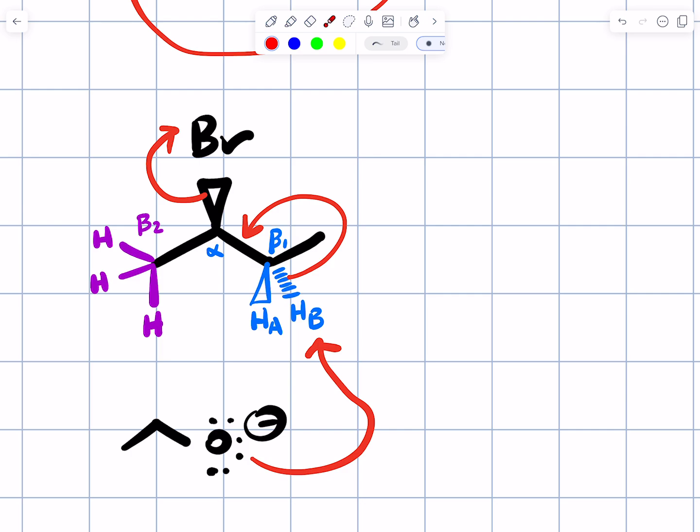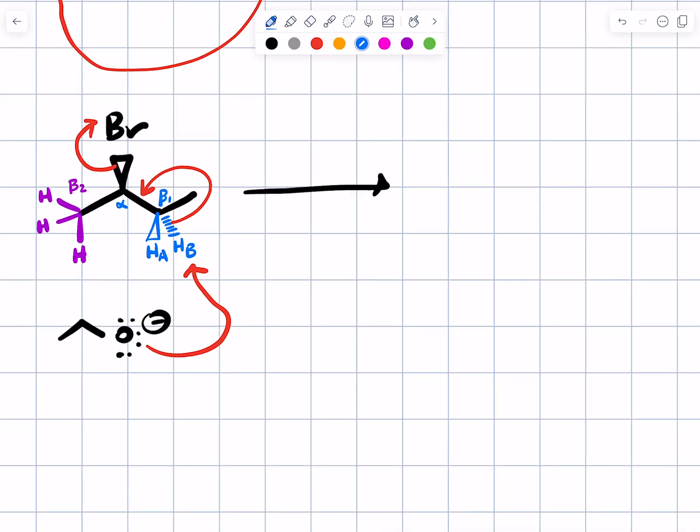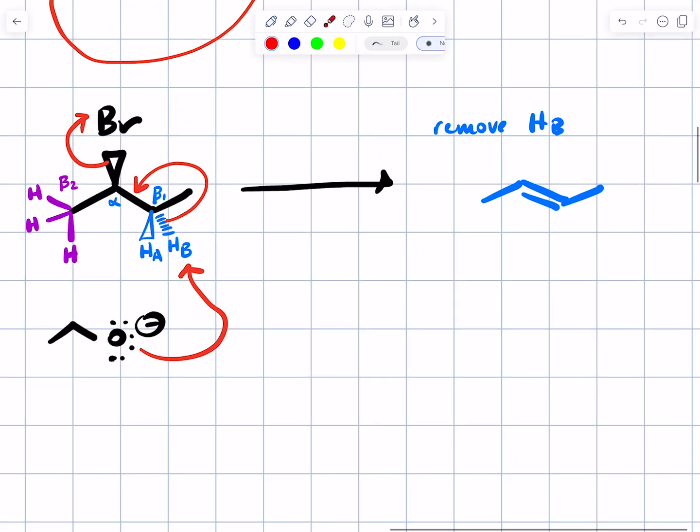Now, the fact that I'm removing this beta proton HB that's anti to the leaving group, and in that conformation, the methyl group here is anti to the methyl group here, that spatial relationship isn't going to change as the reaction proceeds. So as I remove HB, the product I'm going to get is this one, where the methyl groups that were anti to each other in the reactive conformation of this molecule will still be anti to each other in the product.